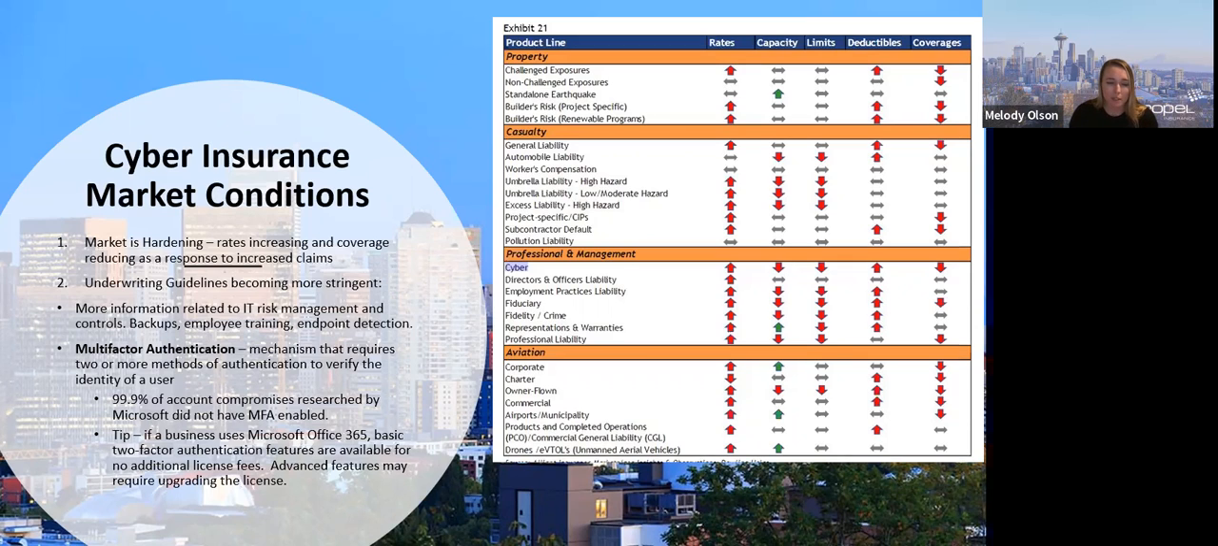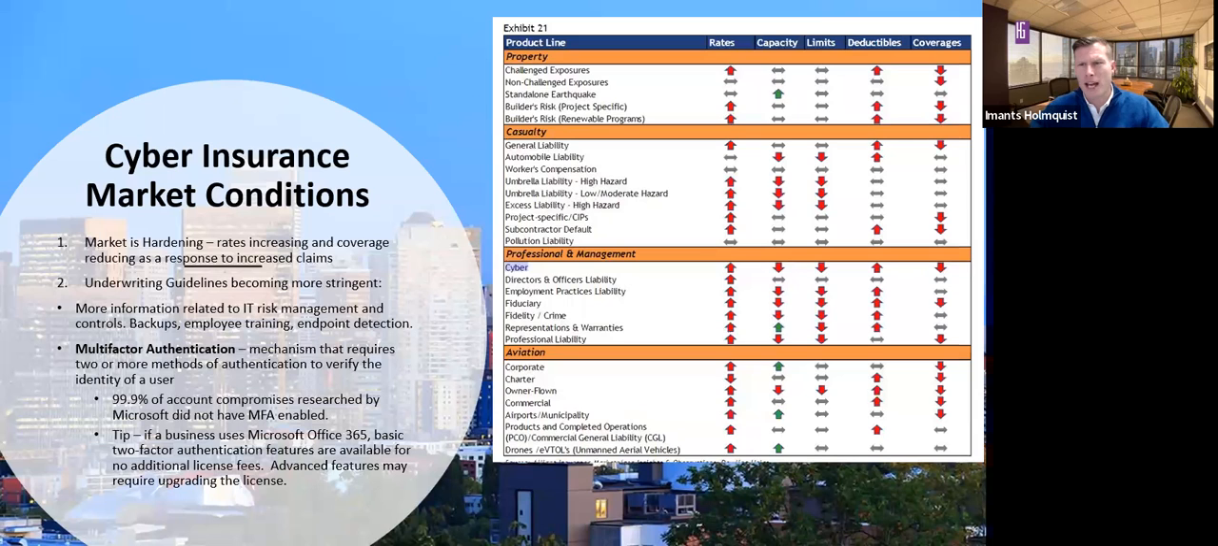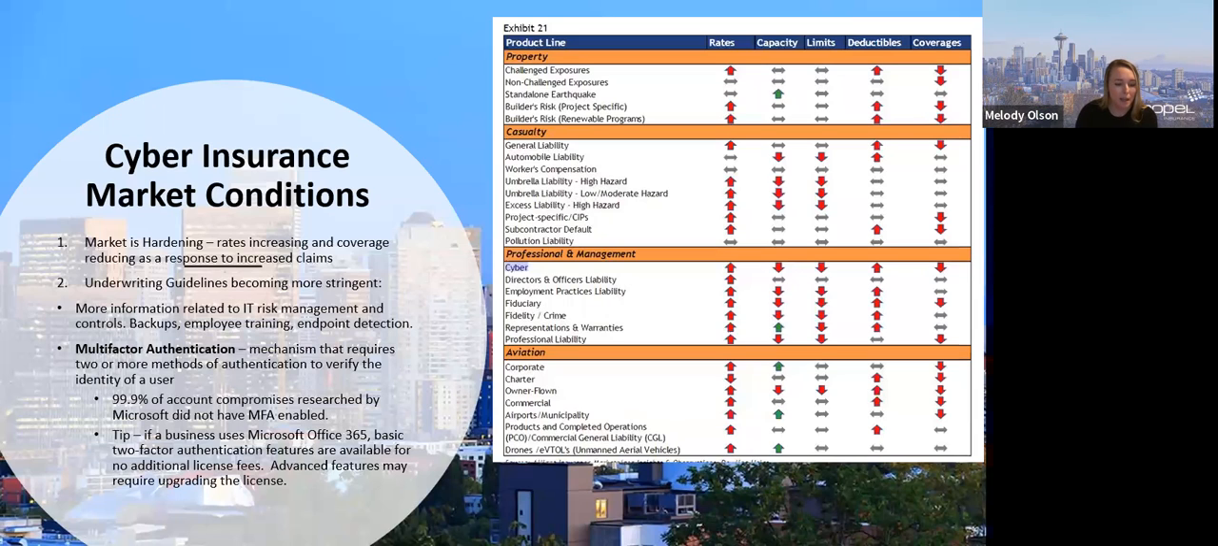So along with that, I would say there are more stringent barriers of entry for underwriting, right? If you do not employ multi-factor authorization, something Imants was referring to, even if you have Office 365, you can turn on a feature for two-factor authentication. Most carriers won't even consider providing cyber coverage for businesses that lack it, which, 18 months ago, wasn't the case. Absolutely. So that diminishes the number of carriers that would even consider it, if any.